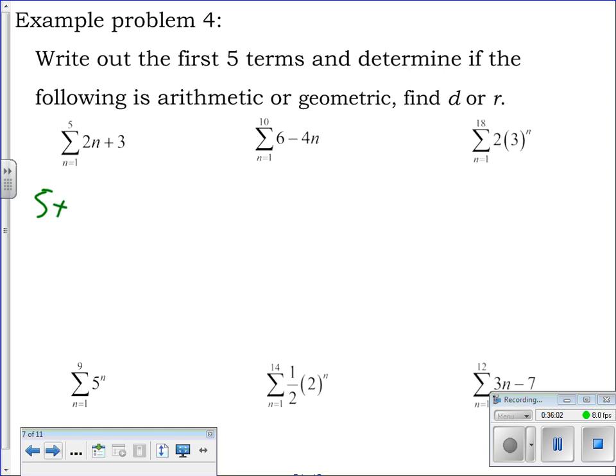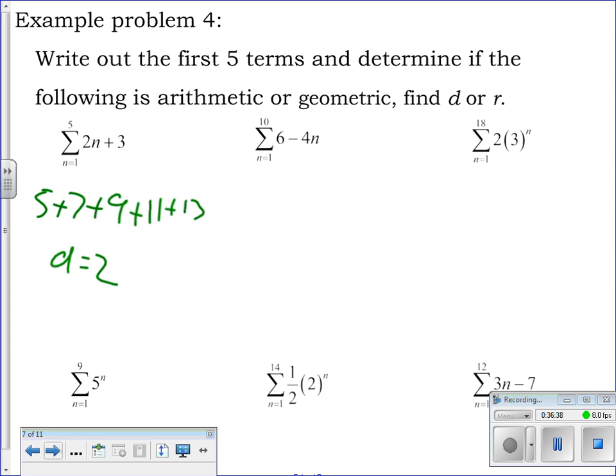My second term, 2 times 2 plus 3, 7. My next term, 3 times 2 plus 3. My next term, 4 times 2 plus 3. And my next term, 5 times 2 plus 3. Is this an arithmetic sequence or geometric? Arithmetic, and what's my d? D equals 2.